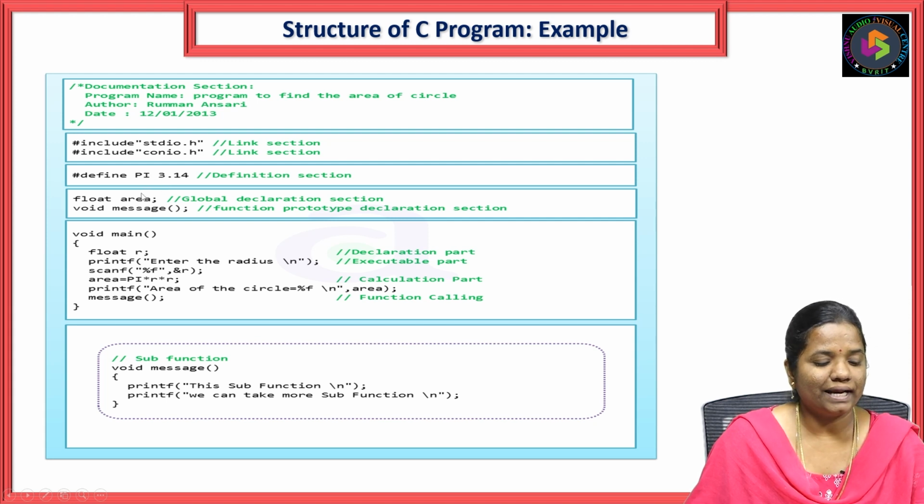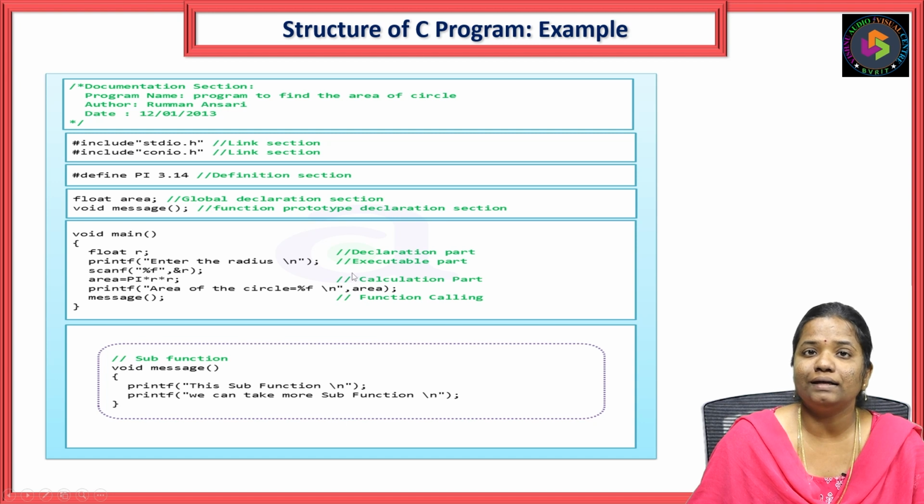So when I come to the global declaration section, here you can happily declare the global variables, whatever variables you are willing to use throughout the program, and you can also write the function prototype declarations, that is, what functions you are using by taking the support of sub functions. So the fifth one is the main function section.